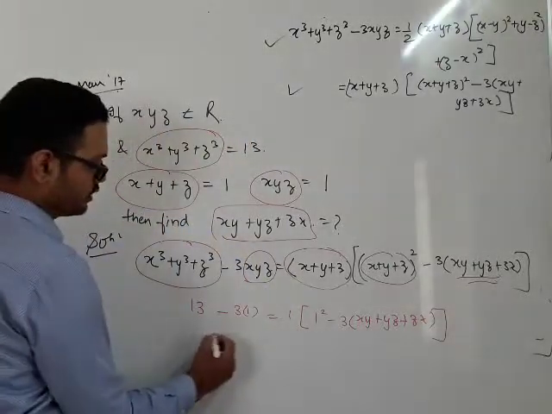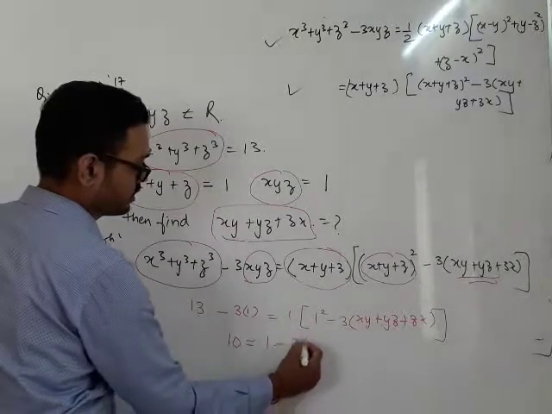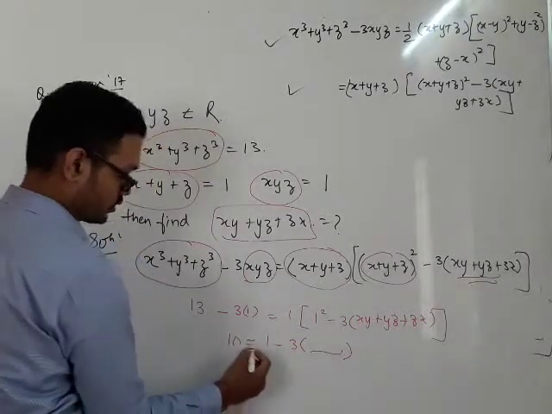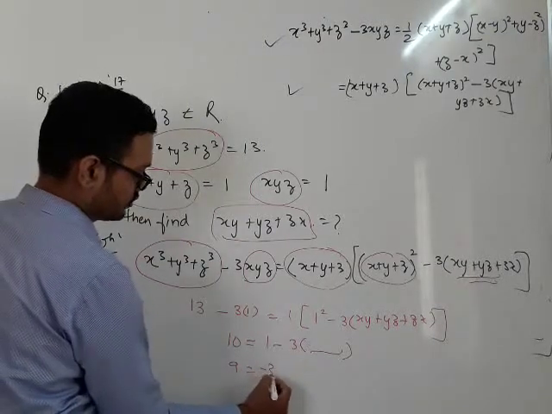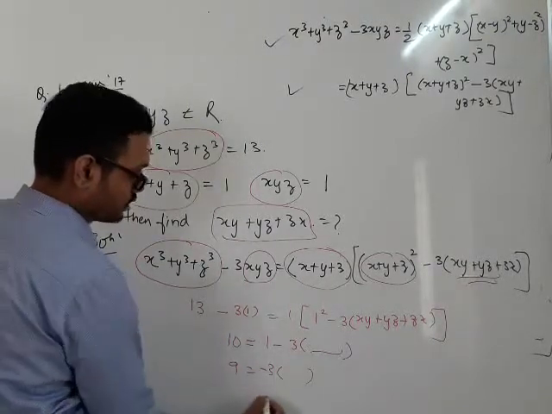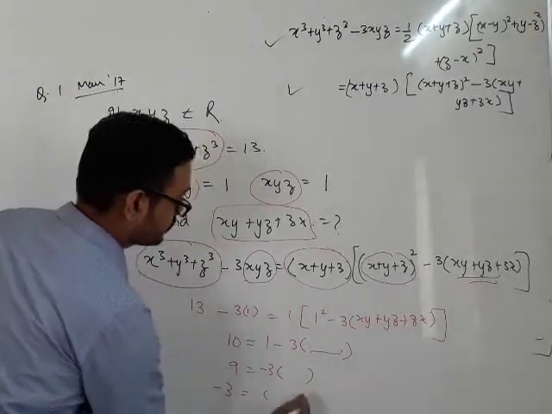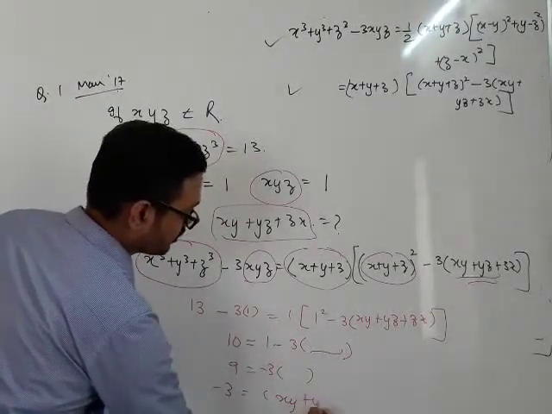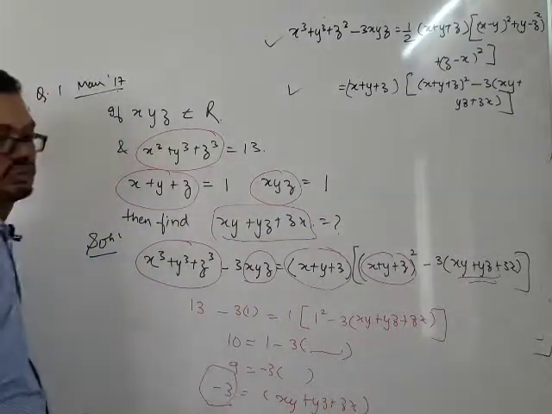So we get over here 10 minus 10 is equal to 1 minus 3 into, so 9 is equal to minus 3 into this, so this bracket becomes minus 3. So our answer is: xy plus yz plus zx is nothing else but minus 3.